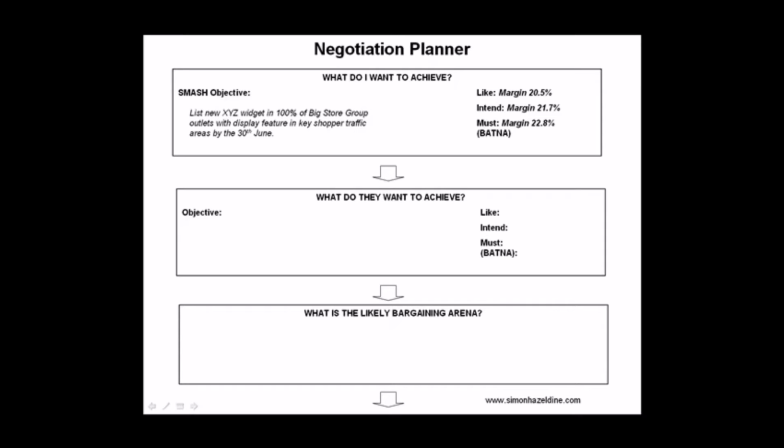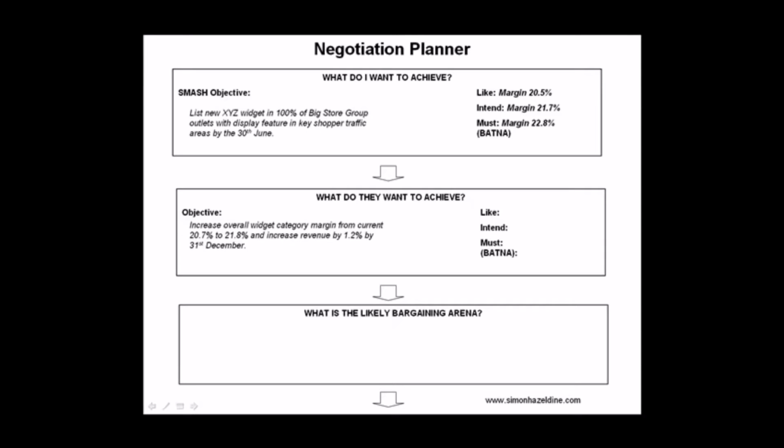If he could get away with that, he'd be a very, very happy manufacturer indeed. So, along with setting that objective, is thinking about what they may have. Now, based upon previous conversations and dealings with Big Store Group, our negotiator knows that they want to improve the overall category margin from the widget. So they're stocking lots of different widgets in that category, and they want to increase their margin but also increase their revenue. So they want to sell more and make more margin.